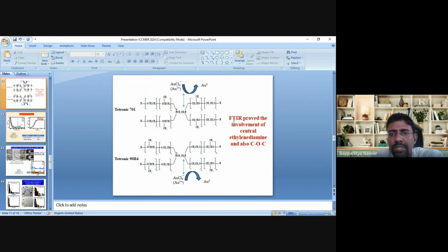this PPO group, which can be proved by the FTIR study, where we found the involvement of the central ethylene diamine and the COC stretching vibration of both the PPO and PO groups.